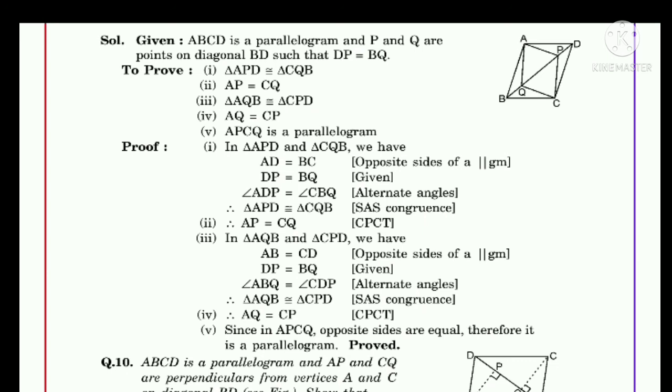And now from here, what can we say? You see, for number 5, in APCQ, opposite sides are equal. How can we write that opposite sides are equal? Already we proved it. In question number 2, AP equal to CQ we get. In number 4, AQ equal to CP we get. And from these two, what can we say? APCQ is a parallelogram. Is it clear?